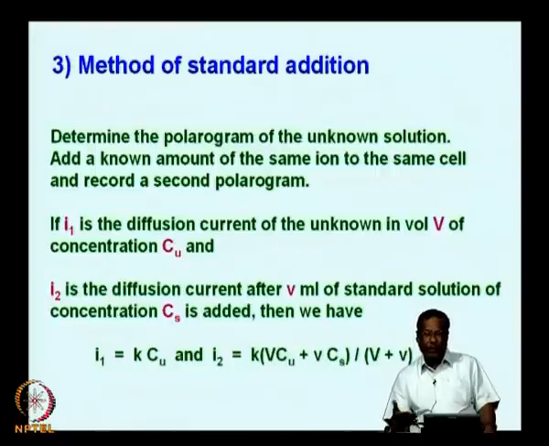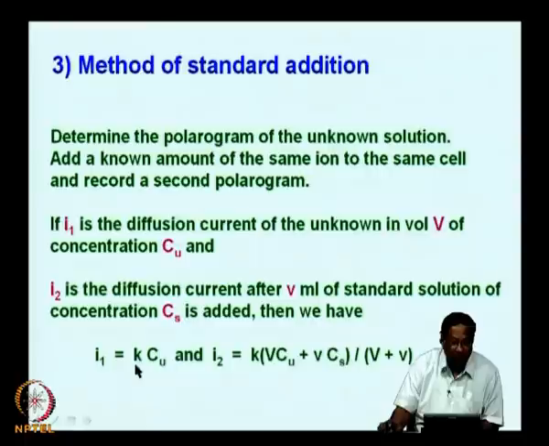So, we can write these two equations: I1 is equal to K into Cu, that is, the current is proportional to the concentration of the unknown with a proportionality constant of K. And I2 would also be proportional to the concentration of the unknown as well as the concentration of the standard, but the volumes are different. So, I2 would be proportional to K times (V into Cu plus small v into Cs) divided by capital V plus small v, that is the total volume of the solution.